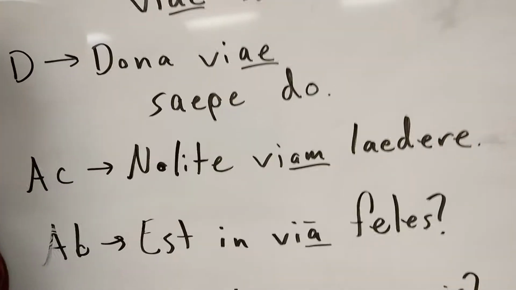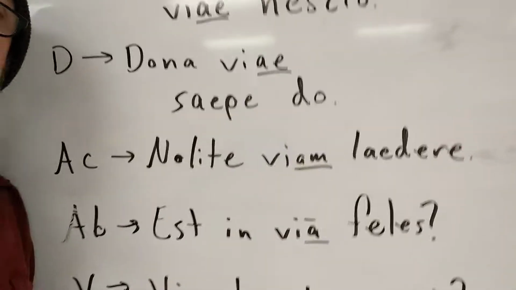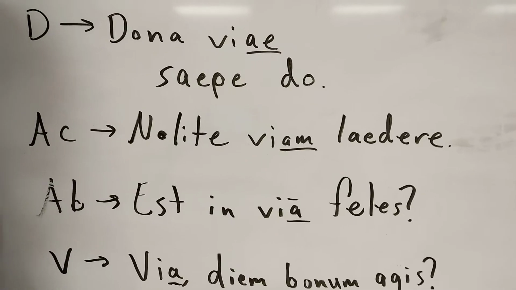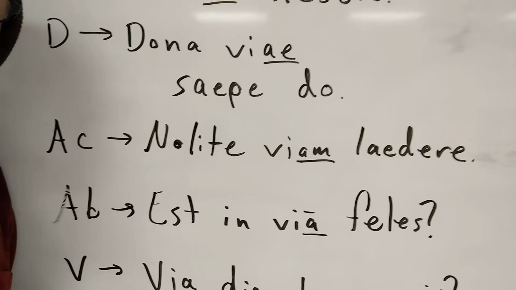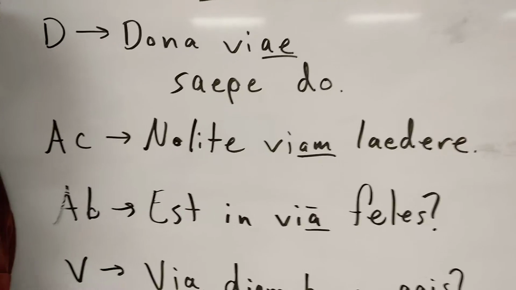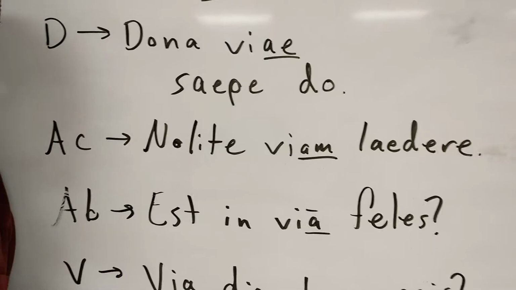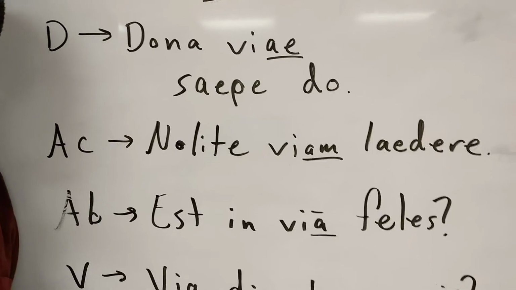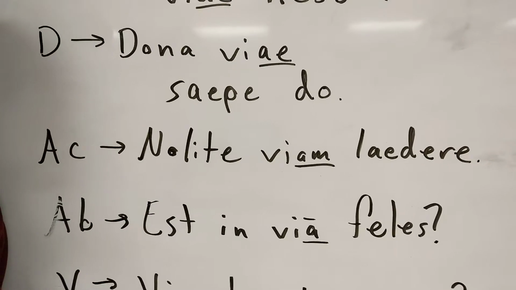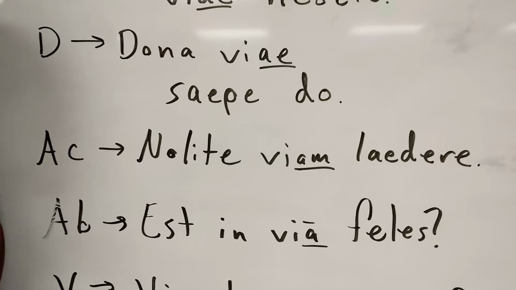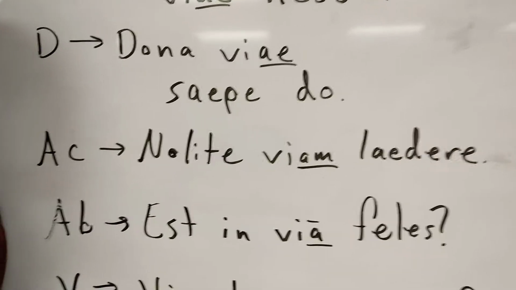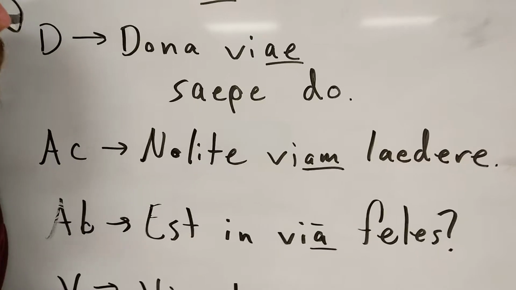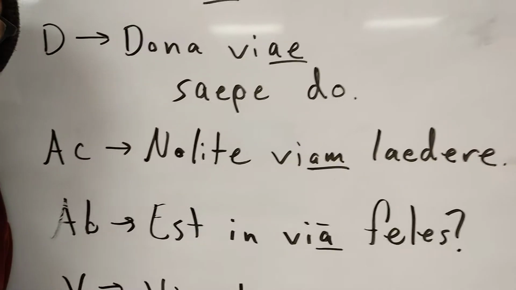Now, a much more normal, logical example would be this one down here. Nolite viam laedere. This is the example I put up for the accusative, right? This is my AC there. And that's a command. It says, don't harm the road or don't damage the road, right? So my verbal idea is nolite and laedere together, don't hurt or don't damage. And then my object is the accusative, viam. And am there means that it is a direct object.